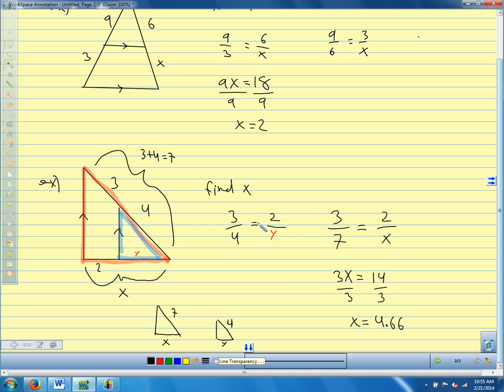And we could go through the problem this way. We could say 3y equals 8, divide by 3, and y equals 8 divided by 3, which is 2.66, and then 2.66 plus 2 is 4.66. So we can do it either way. All right, other questions about this example?